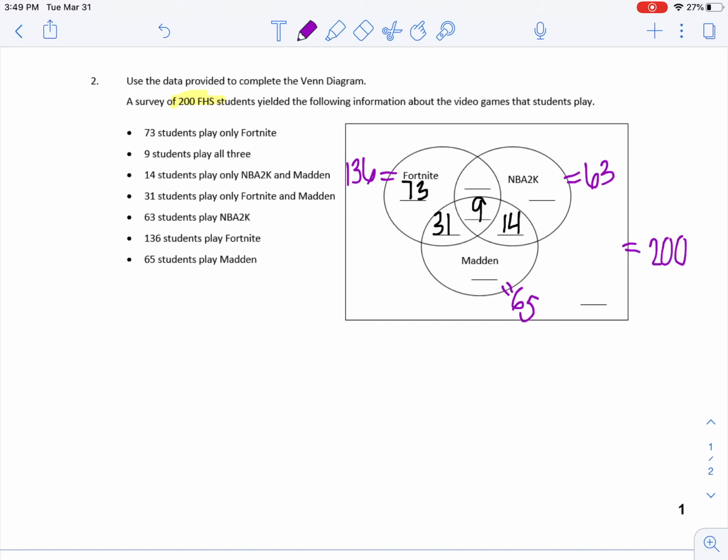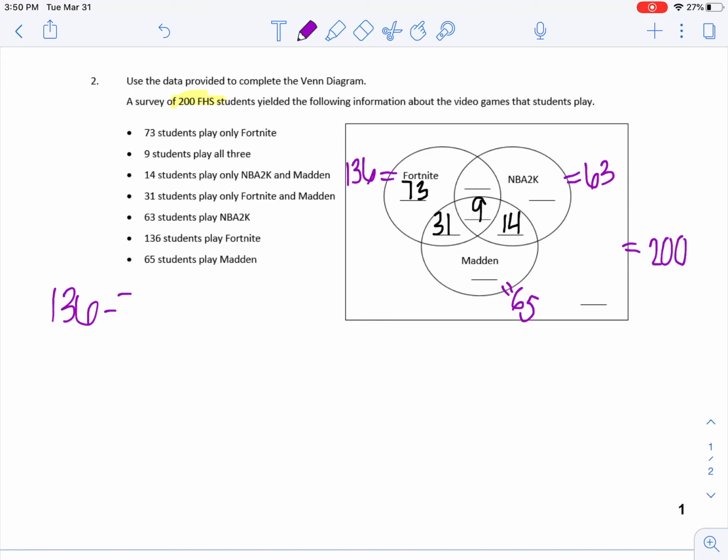Okay, so even though this Venn diagram is a little bit more complex, we have 3 circles compared to the 2 that we're used to, we can still use these numbers to figure out the rest of our Venn diagram with the same process that we've used before. So let's start by going to our Fortnite circle over here. We know everything except for this number. So we can take our total 136 and subtract the 3 numbers we do know in that circle to figure out that last number.